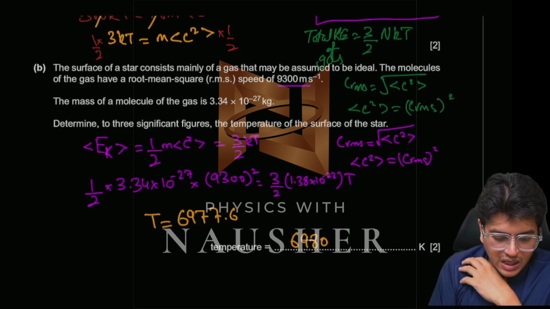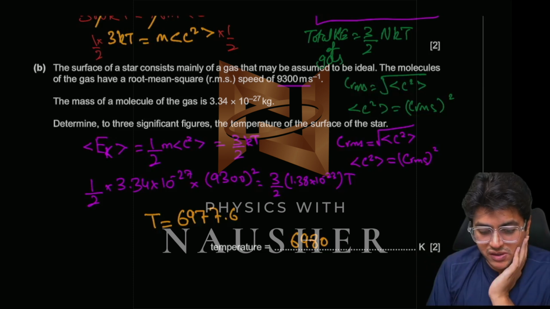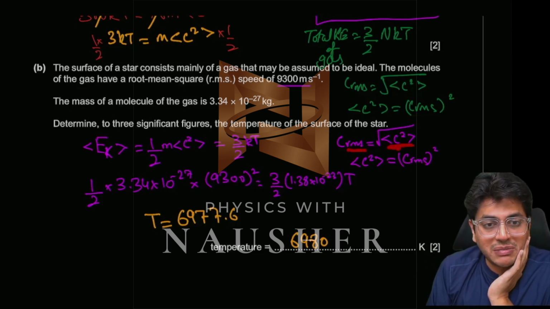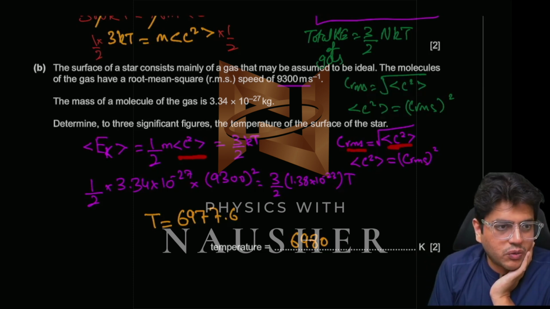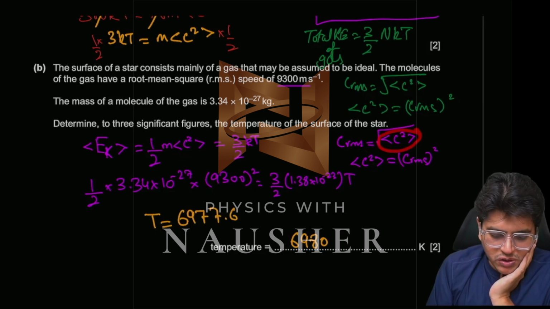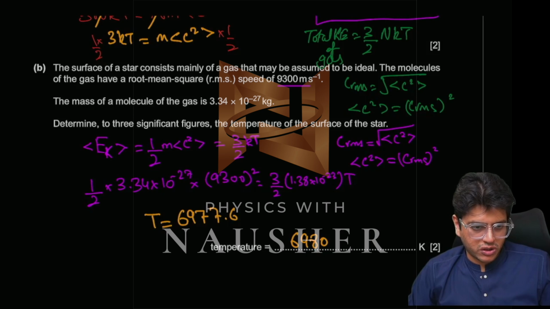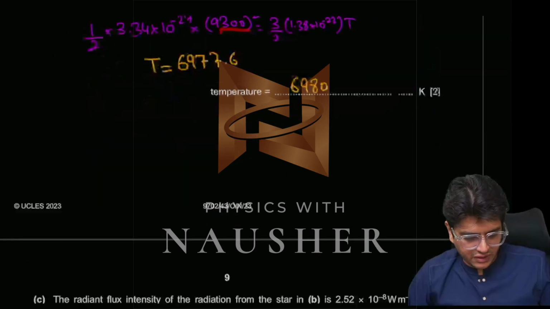This was the RMS value. So RMS value is the square root of your mean square speed. Remember the words. This is root mean square and this is mean square. And in this formula, you have mean square. So you have to find out what your mean square speed is when you know that this speed over here is 9300. Just square both sides and you will know what your mean square speed is. Plug that here and get your answer.